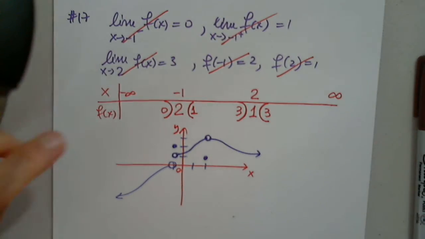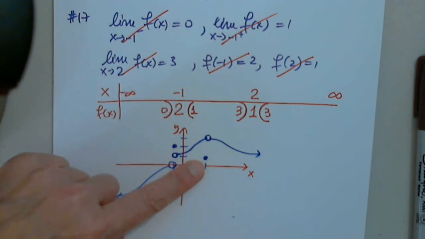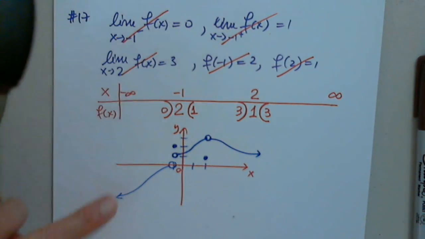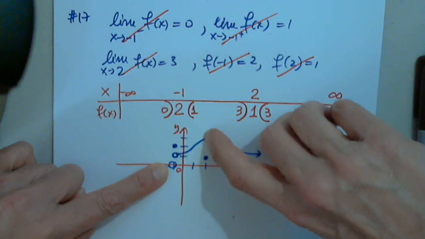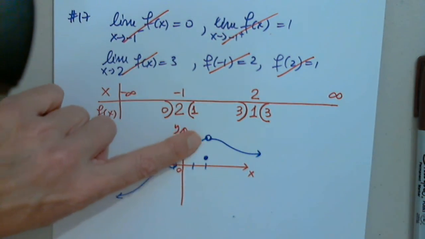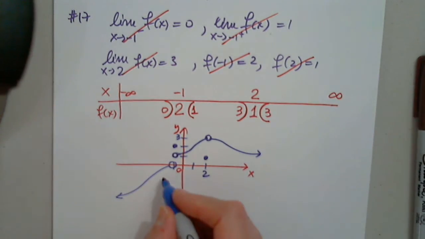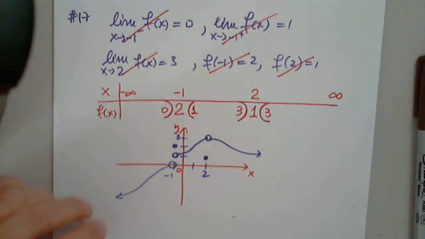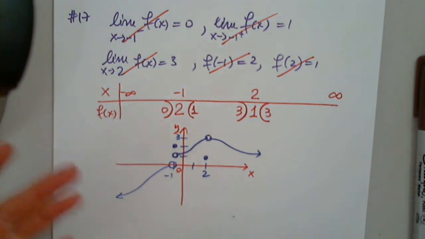Let's check again. -1, 2, correct. 2, 1, correct. Limit from the left of -1, correct. Limit from the right of -1, correct. Limit from the left of 2, correct, at 3. Limit from the right of 2, correct, 3. This is my example.